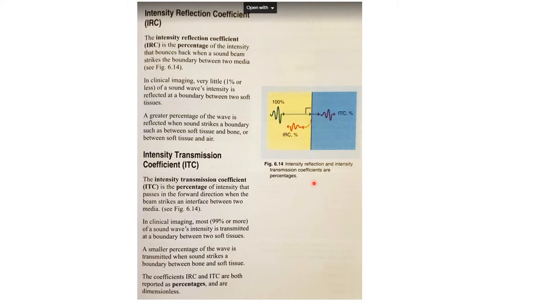So intensity reflection and intensity transmission coefficients are percentages. The intensity transmission coefficient is the percentage of the intensity that passes forward when the beam strikes an interface between two media. And here we talked about this can be numbers close to one, or smaller when you're striking a bone. The coefficients IRC and ITC are both percentages. Realize that IRC is the percentage that's reflected. This is the percentage that goes forward. Keep those two things straight, please. They're both dimensionless, they're percentages.